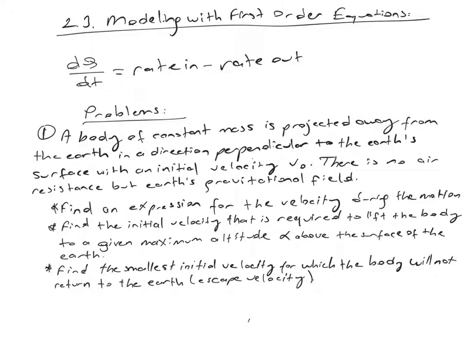In our first problem, a body of constant mass is projected away from the Earth in a direction perpendicular to the Earth's surface with an initial velocity v0. There is no air friction, but there is Earth's gravitational field. We are asked to find an expression for the velocity during the motion, to find the initial velocity that is required to lift the body to a given maximum altitude alpha above the surface of the Earth, and to find the smallest initial velocity for which the body will not return to the Earth. It's called escape velocity.